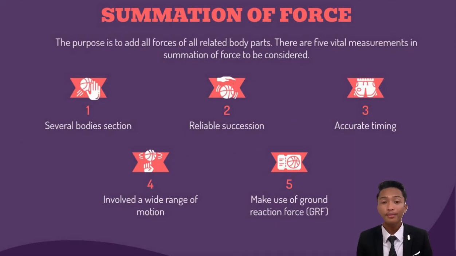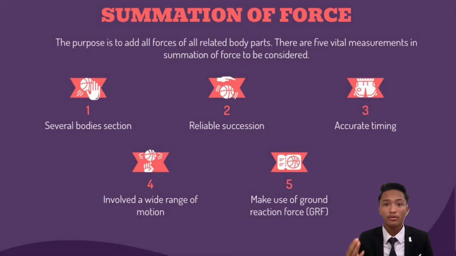Okay, now we move into the summation of force. Basketball free throws require the use of the entire body in order to produce the strongest and most efficient throw possible. Moving certain body parts at precisely timed intervals is the second technique, which is called precise timing. Then, using both legs to exert ground reaction force, pressing down toward the earth, GRF.